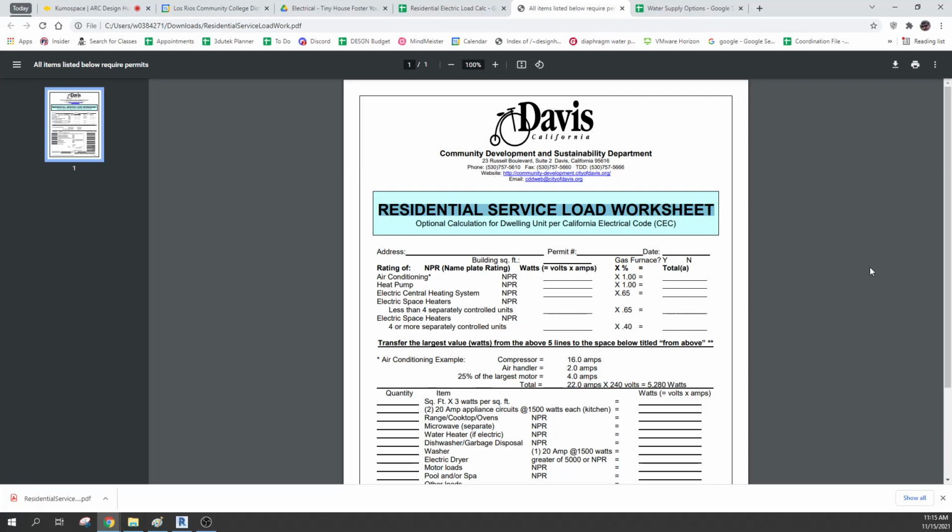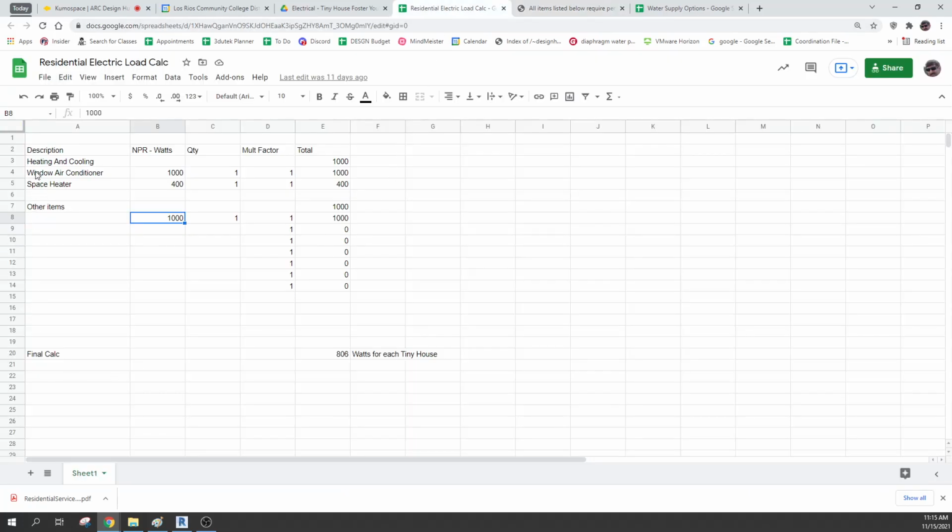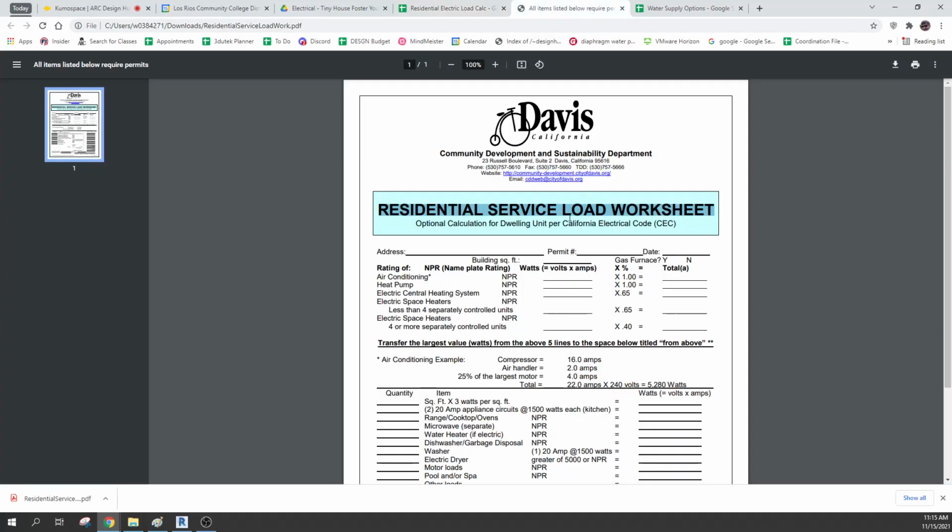And again, be able to create yourself a worksheet that you can use to calculate the things that are needed on the service load worksheet. Now, this one comes from the City of Davis. They're all very similar, based on the California Electric Code, part of Title 24, and they all look pretty much the same. They might record it differently, but the calculations are identical.